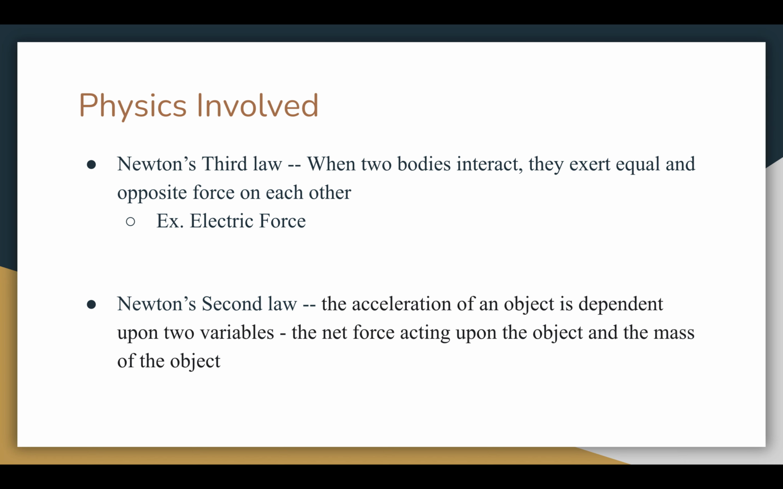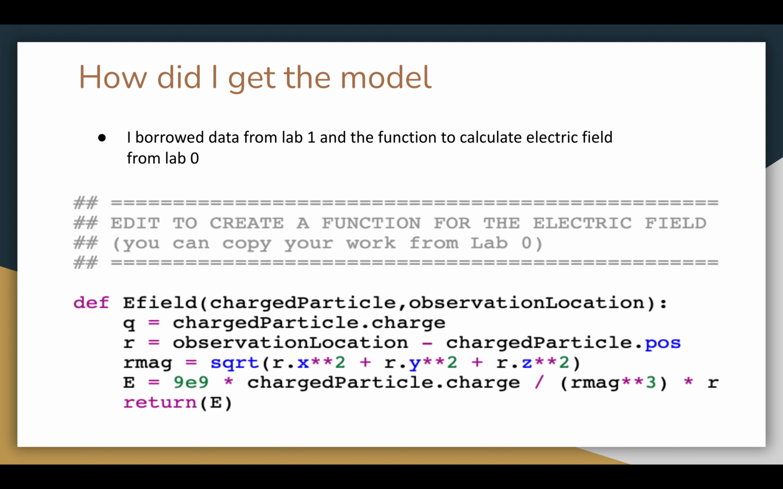The physics involved in this experiment is Newton's third law, where the electric force on each of the tapes is equal and opposite. And for Newton's second law, we know that since the top tape is in equilibrium, the net force should be zero, which means that the electric force and the gravitational force on the top tape should cancel out to zero. How did I get the model?